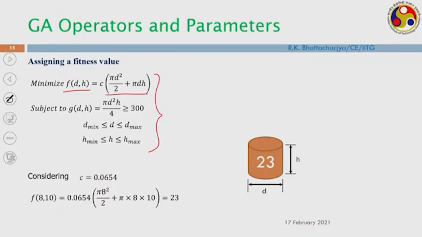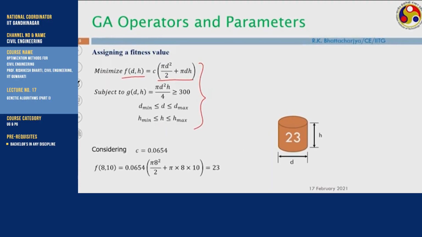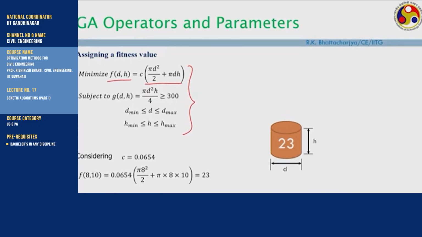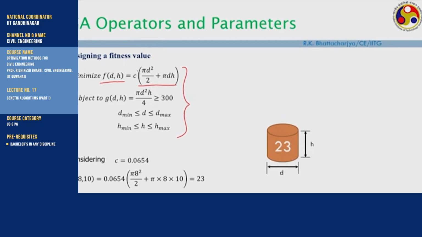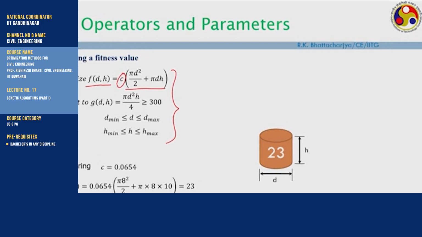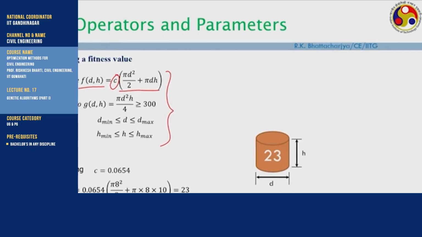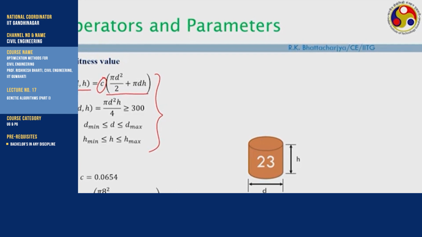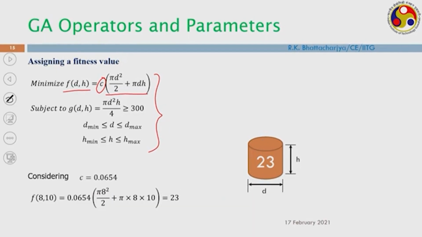So, material cost, that means the surface area of this is pi d square by 2 plus pi d h. This is the surface area of this particular can, and multiplying with C will convert it to cost. So, I would like to minimize the cost. I would like to design this can, finding the optimal dimension of this can, and basically we would like to minimize this one.